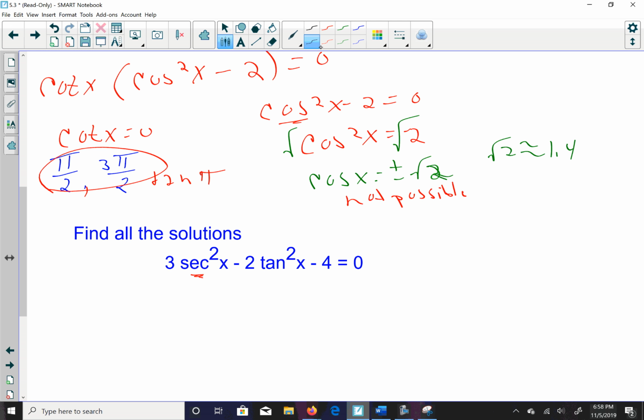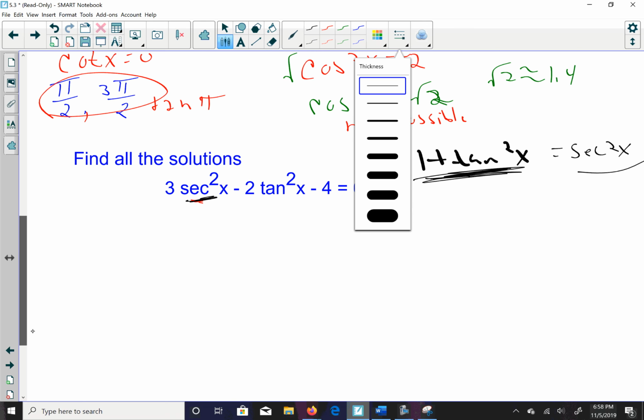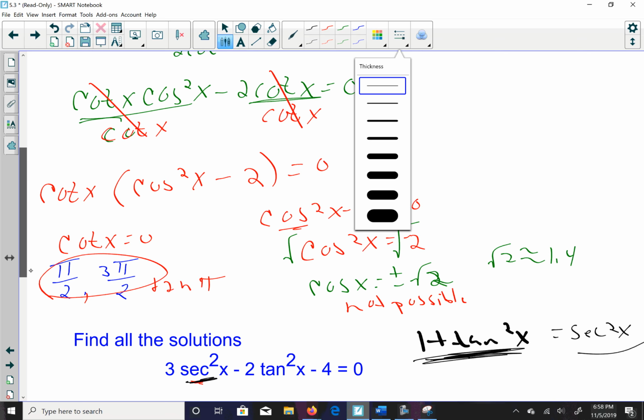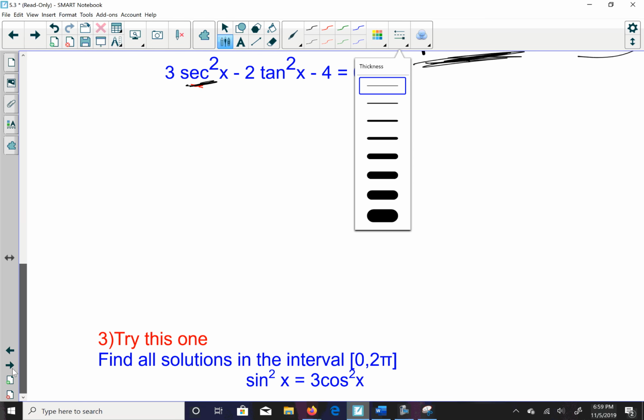And I know that 1 plus the tangent squared x is equal to secant squared x. That's one of my Pythagorean identities. So in place of secant squared x, I'm going to write 1 plus tangent squared x. So that's going to be a lot of work, but we can do it. So here we go. I'm going to put the 3 outside. Whoopsie. 3 outside. It has a mind of its own right now.